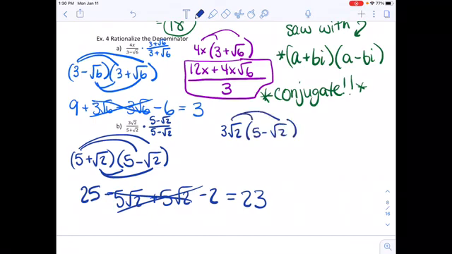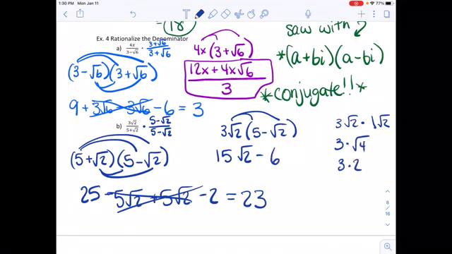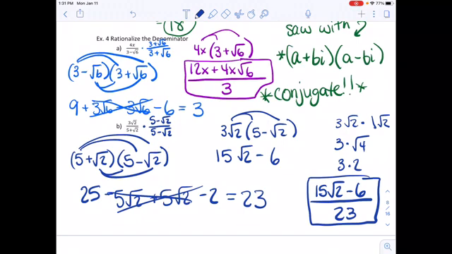And then go ahead and distribute in the numerator. So we get 15 root 2. Minus, now this one can be confusing too. You have 3 root 2 times technically 1 root 2, which is just 3 times root 4, or 3 times 2, which is 6. So you have 15 root 2 minus 6 all over 23 as your solution.